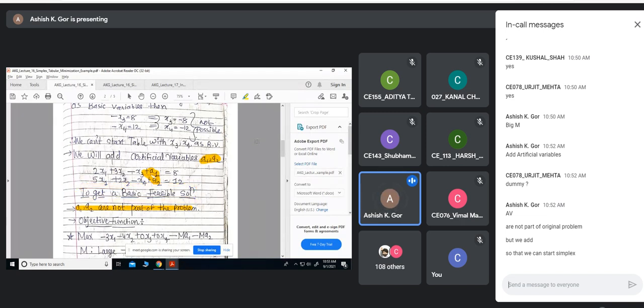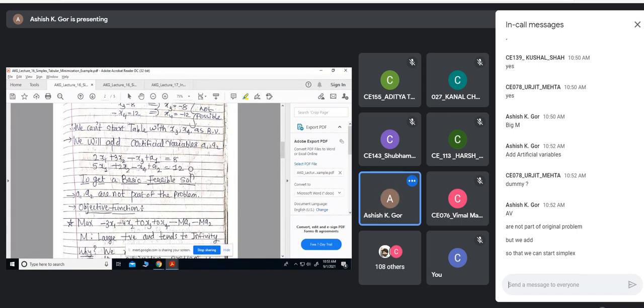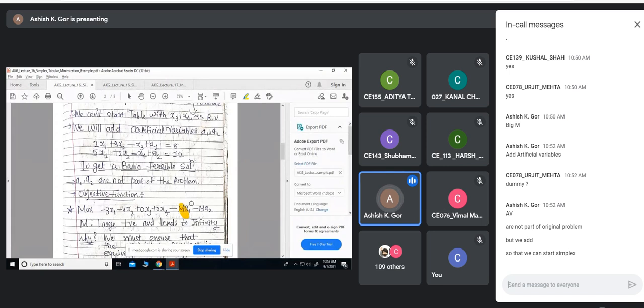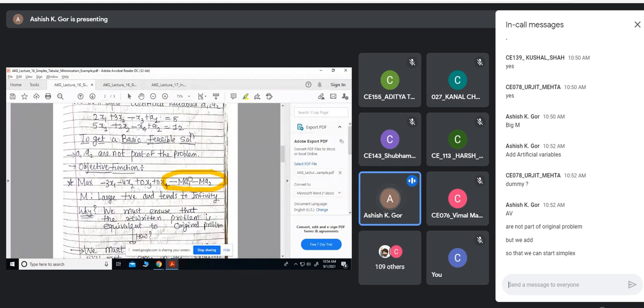So remember, I told you something about M. M is a very big positive value that tends to infinity. You can assume M is, let's say, 10,000, 1 lakh, 10 to the power 6, etc. So M is a very large value. Here you see what I am adding: in this objective function, minus M into artificial variable A1, minus M into artificial variable A2.